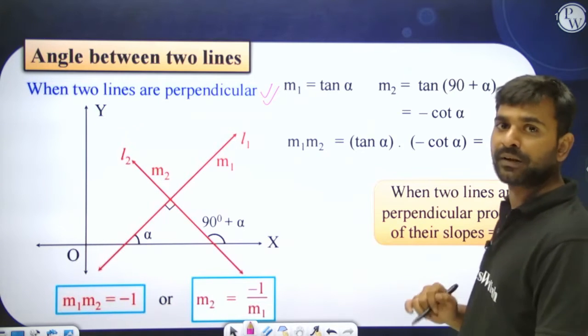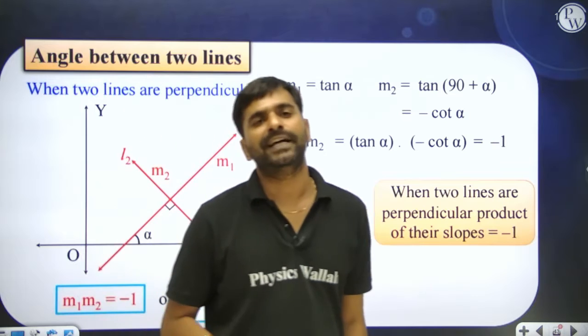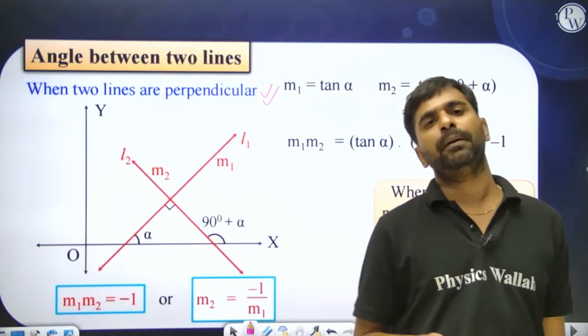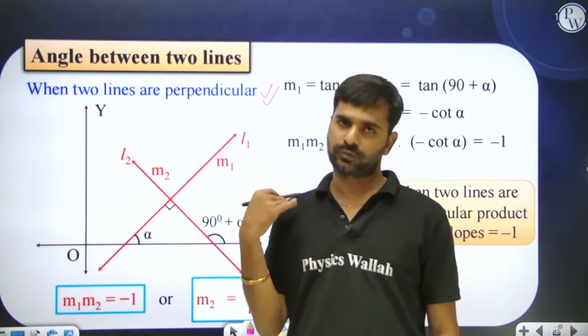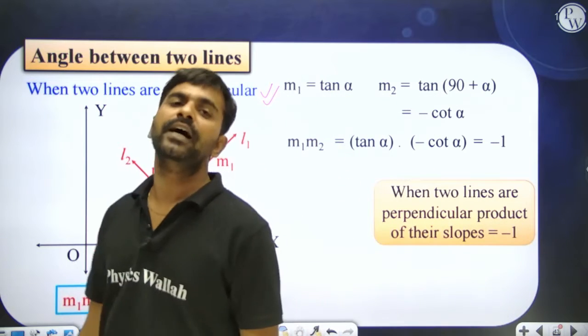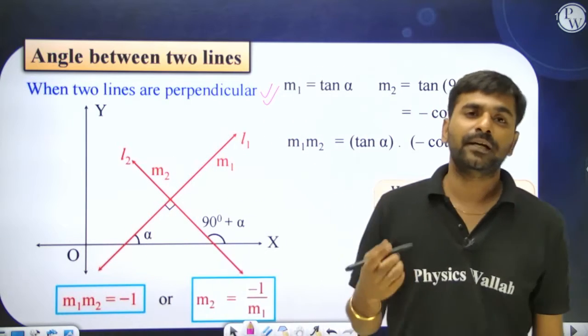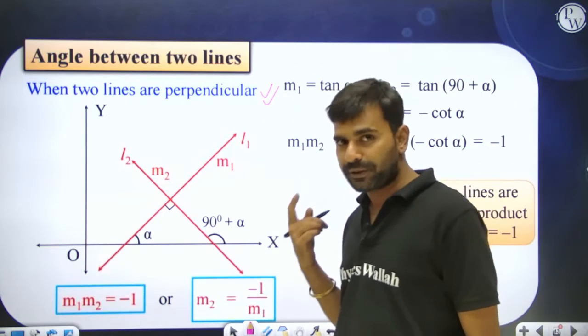So if it is given to me that a line is having slope 2 and we want to write down a line perpendicular to this, the perpendicular line's slope is going to be minus 1/2. If a line is having slope, let's say, minus 1/3, and you want to write down a line perpendicular to that, then that perpendicular line will be having a slope equal to 3.